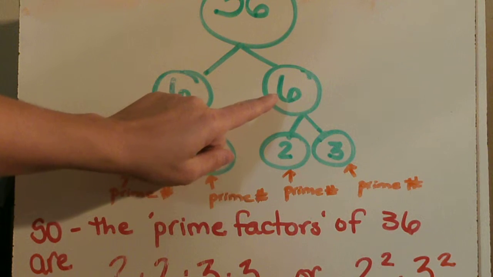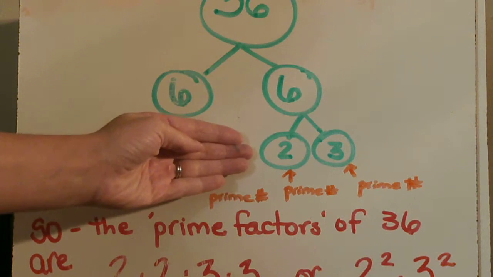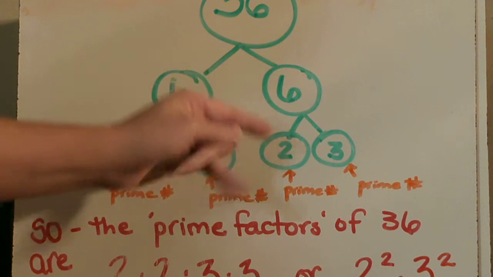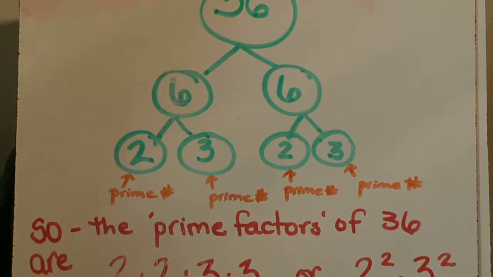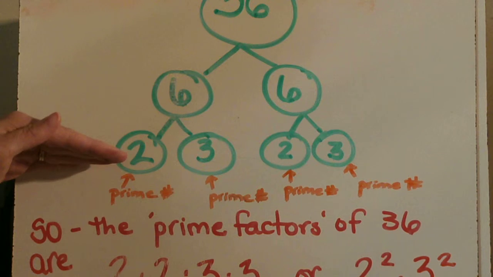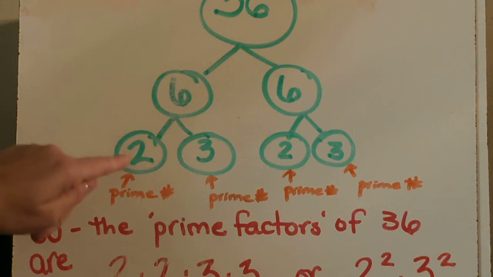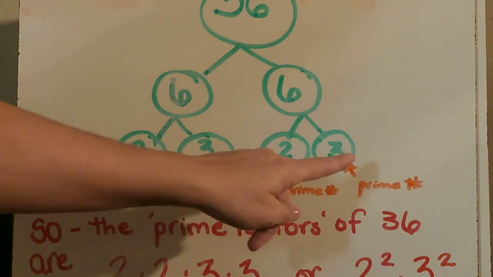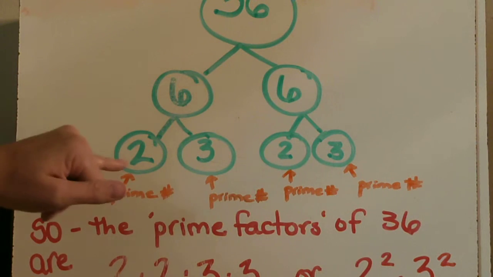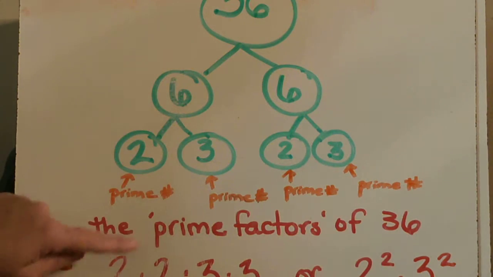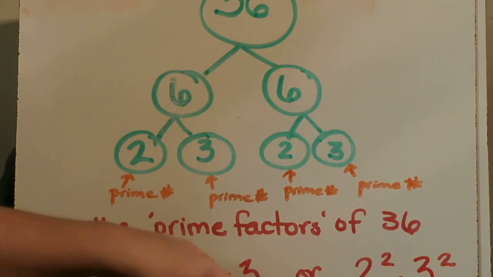Then we come to this other branch of the tree. We had a 6. It is not a prime number, so we find the other factors that multiply together to give us 6, and it's 2 times 3. 2 and 3 are prime numbers. So for the number 36, this is as far as our tree can go, and we're left with 2, 3, 2, and 3. The prime factors of 36, which I just wrote in order, showing the 2's first and then the 3's, are 2 times 2 times 3 times 3.